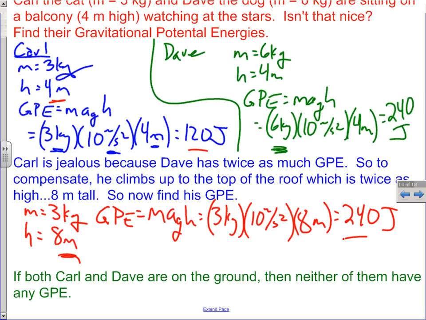Okay. Finally, notice that if both Carl and Dave are sitting on the ground, then neither of them will have any gravitational potential energy.